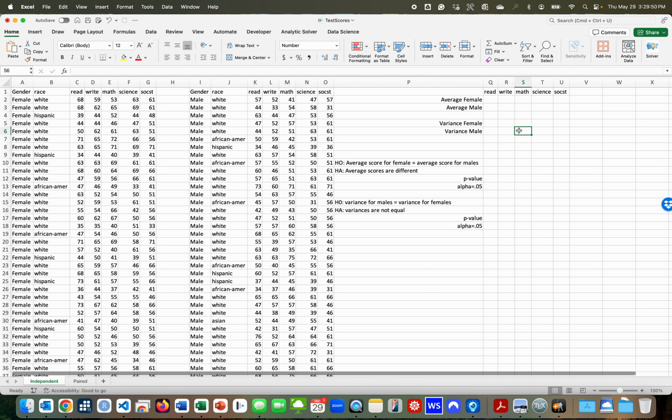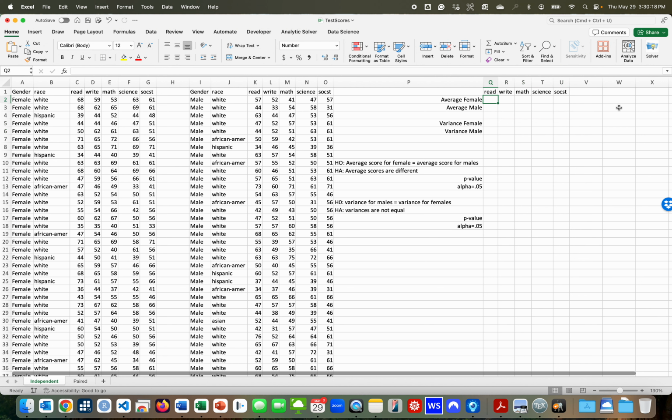So this first t-test that we're going to estimate will be an independent sample t-test, because we're assuming the test scores for females were drawn randomly and independently from the test scores for males. So just to get a quick look at the averages, we're going to do the average for females and the average for males. We're going to do the variances as well, because we are going to test that the variances are equal as well.